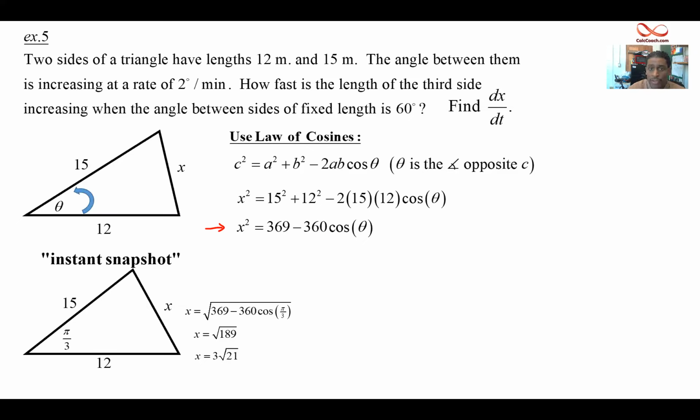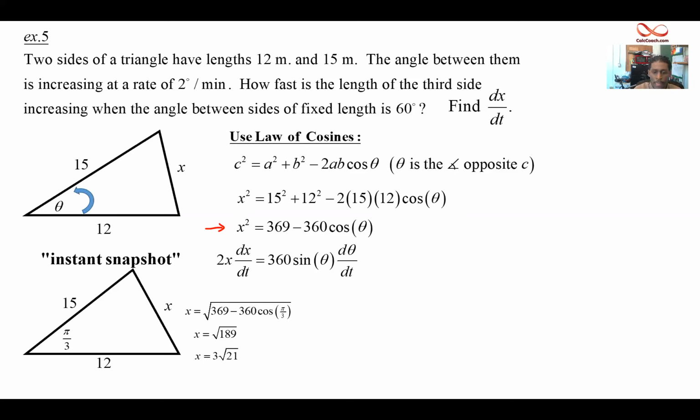So x squared's derivative is 2x, but x is changing with time, so we multiply by dx/dt. Cosine theta's derivative is negative sine theta, but theta is changing with time, so we multiply by d theta/dt. Now the negative in front of the 360 and the negative that comes from the derivative of cosine make the right-hand side derivative positive: 360 sine theta, d theta/dt.